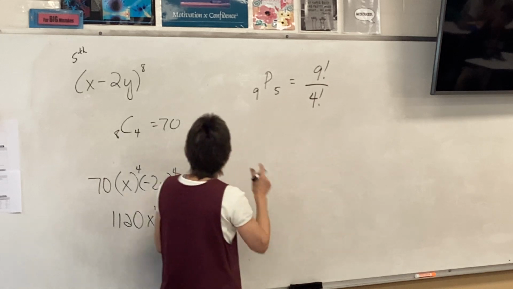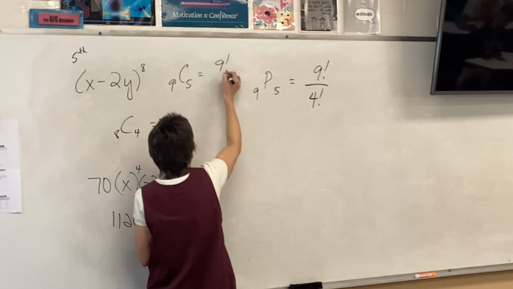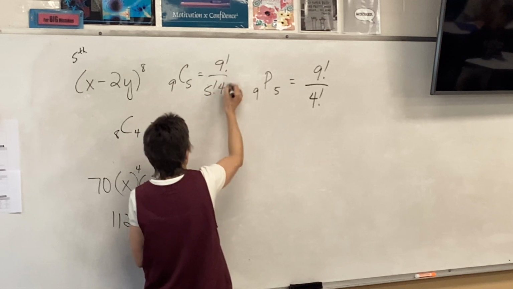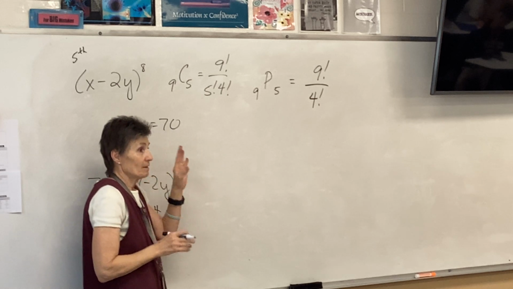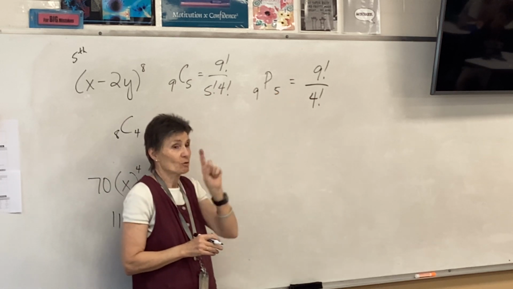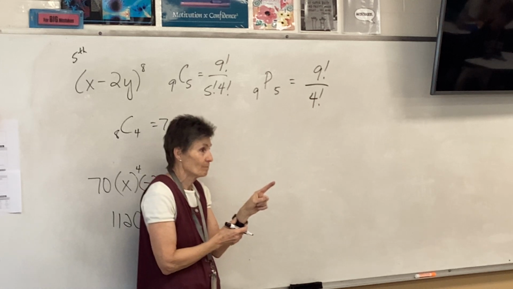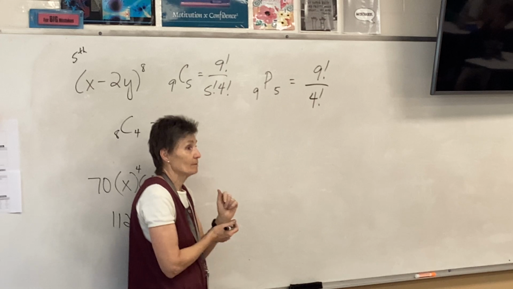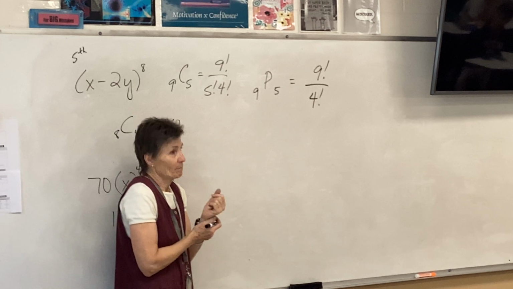Okay, so 9C5 would be 9 factorial over 5 factorial, 4 factorial. That's how you do a C. But the P starts with the 9 factorial, but there's only one number in the bottom, and it's the minus number. So 9 minus 5. So that's just something you have to remember.